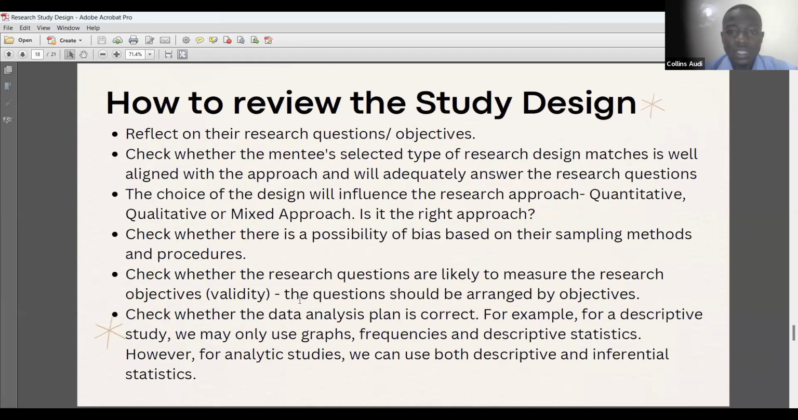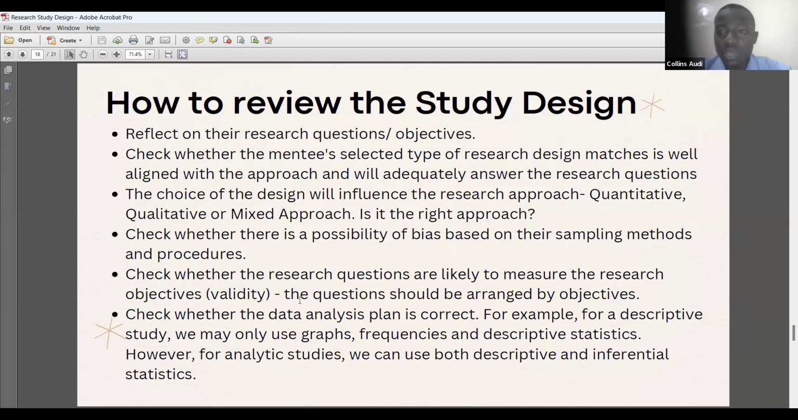So how do you review the study design? First, you have to reflect on the research question and objectives. Try to understand your questions. What are the questions that you are trying to answer? Then check whether the selected type of research design is well aligned with the approach, and whether it will adequately answer the research question.